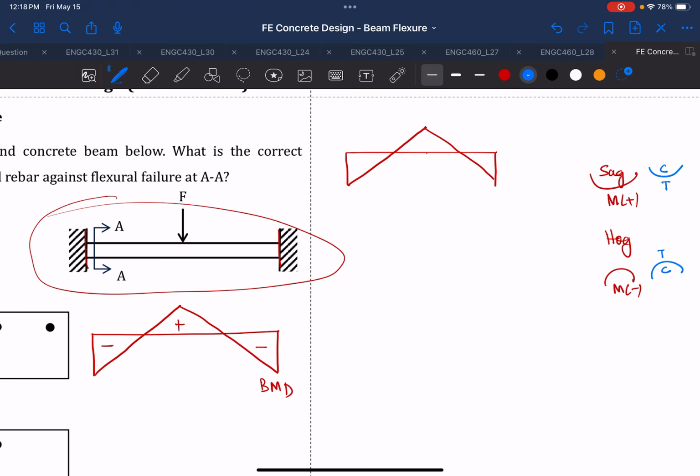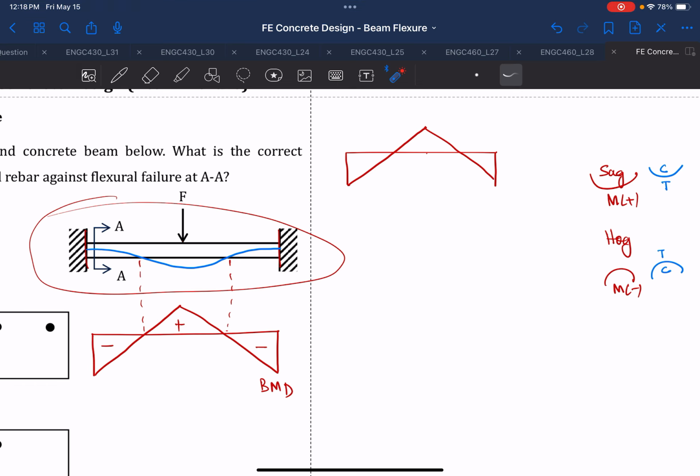If I deflect, it will be... I'm just exaggerating, okay, for the deflection. So you'll see that if your fixed beam is applied with a unit point load, it will deflect in this manner, and you'll see that these are the points of inflection where moment is equal to zero. And once I draw the deflection, I can compare it with my bending moment.